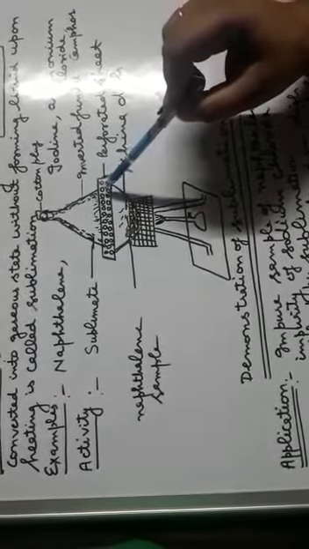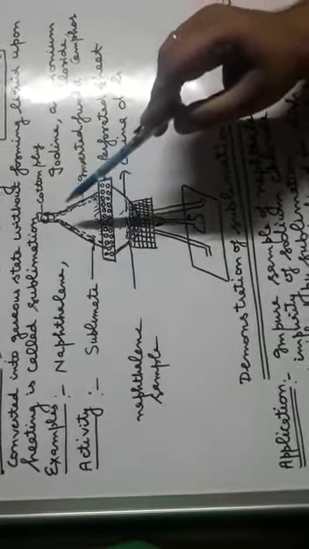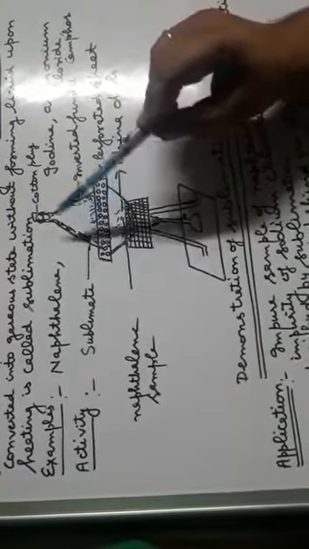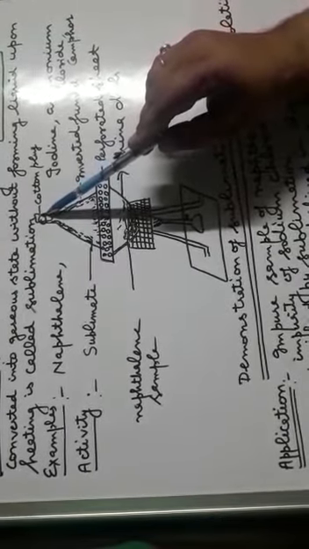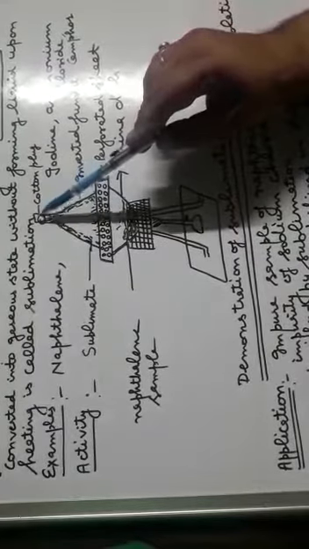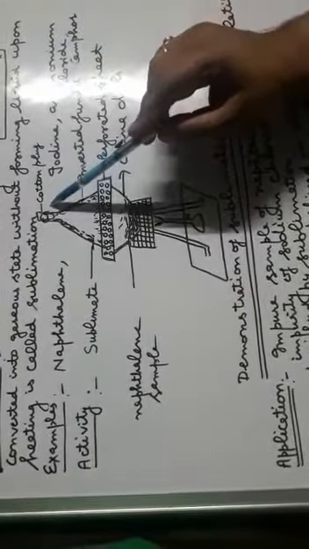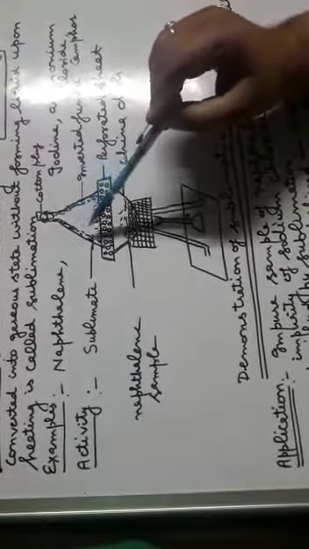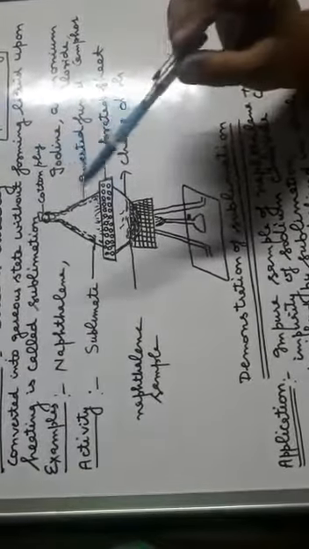It is kept on the china dish, and upon this sheet an inverted funnel is kept. On the top of the inverted funnel, cotton is inserted in the funnel. What is the function of this cotton plug? It prevents the vapors from going outside the funnel.